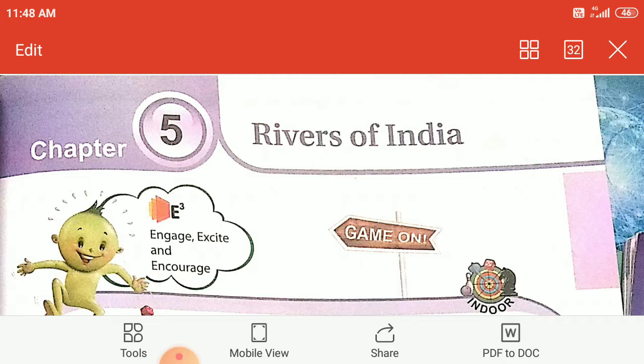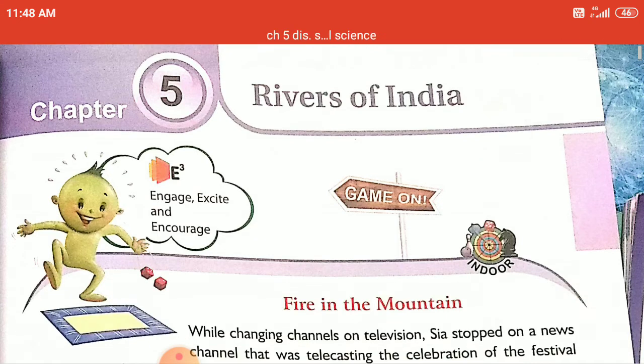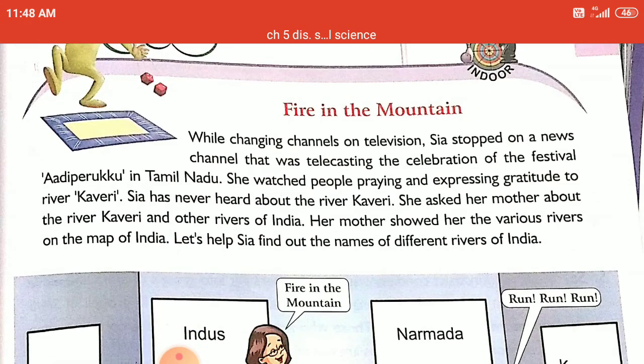Okay, so today we will discuss our next chapter of social science, that is the fifth chapter, Rivers of India. In this class we will read only about India. Our first chapter was Landforms of India, then Soils of India, then Our Culture and Heritage, and Forests of India. We have talked about them. Now today we will talk about the rivers of India.